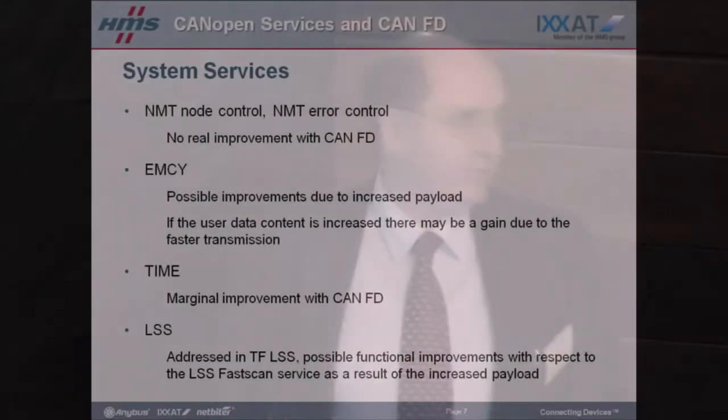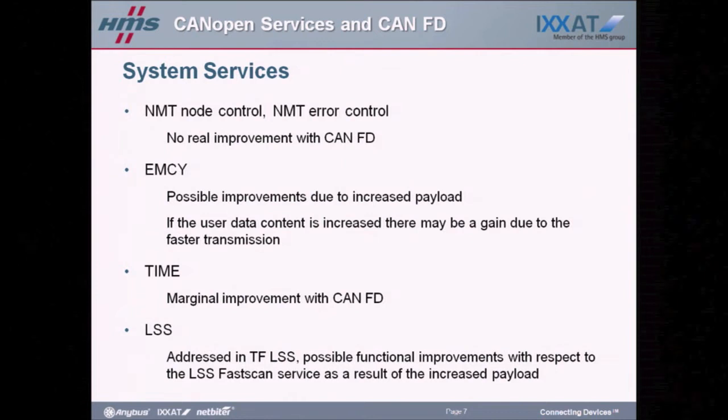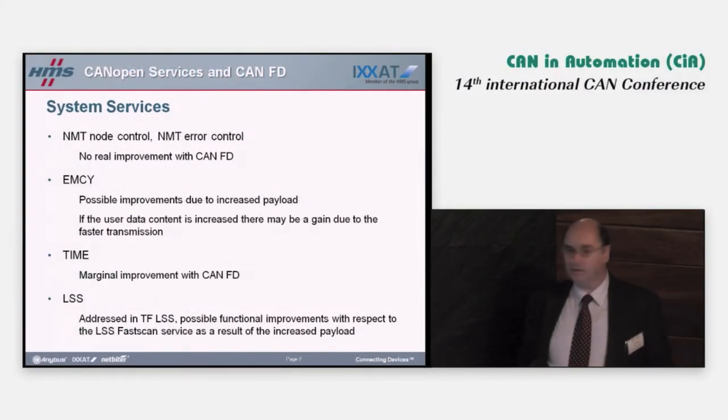So let's start with the services that we have there, and actually I start with the system services first because basically you can handle them very quickly. NMT node control, error control, so network management in general, no real improvement with CANFD. So not touched. So start, stop, reset nodes, node guarding anyway not, but heartbeat is not going to change anything with CANFD. It's going to be slightly faster, but not really.